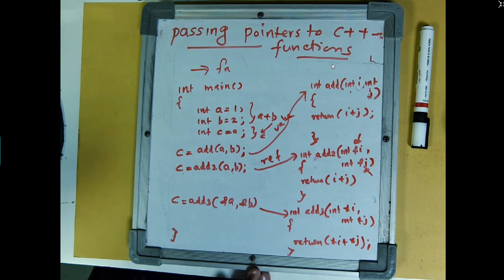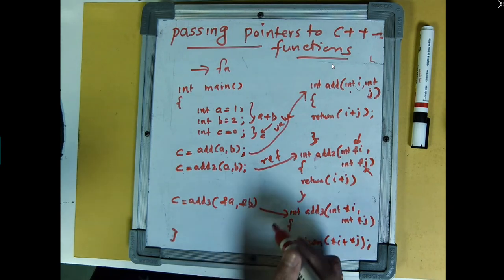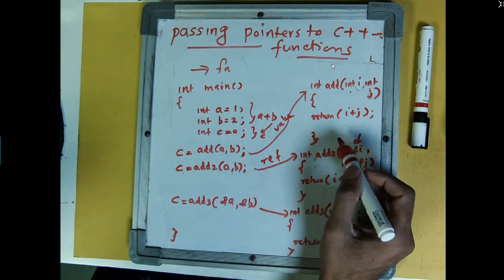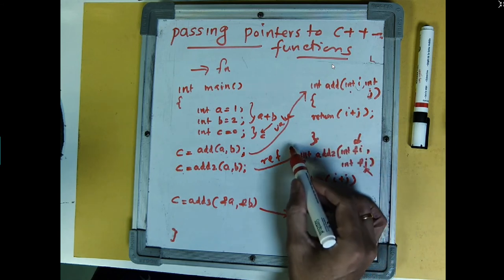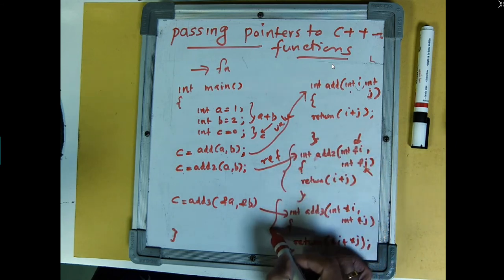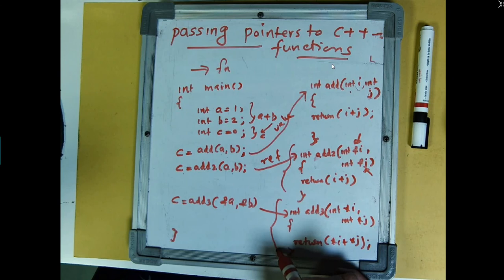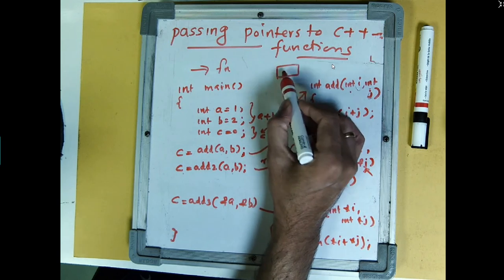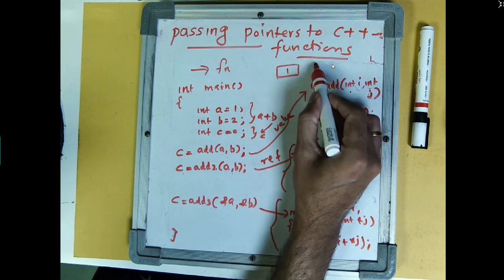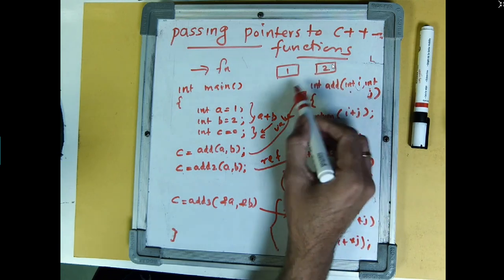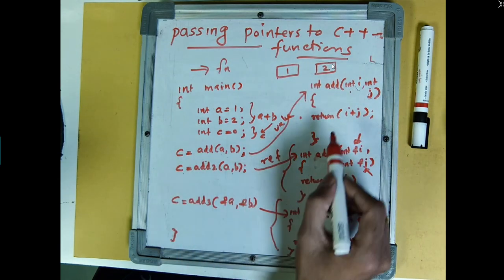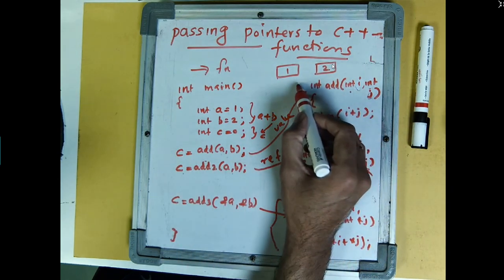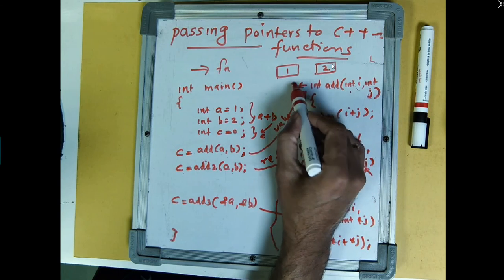But the dangerous part of calling by these two methods, this is very important for you to understand, is not in this particular case. In this case you are passing a as 1 and b as 2 and you are getting 3 as the result. 3 is coming back here. See that 3 is coming back.